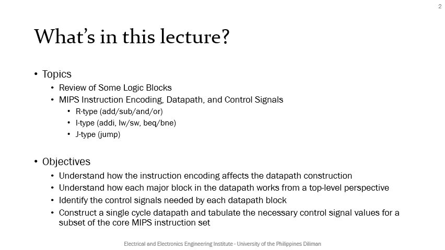Our objectives for this lecture are the following: to understand how the instruction encoding affects the data path construction, to understand how each major block in the data path works from a top-level perspective, to identify the control signals needed by each data path block, and finally to construct a single-cycle data path and tabulate the necessary control signal values for a subset of the core MIPS instruction set.